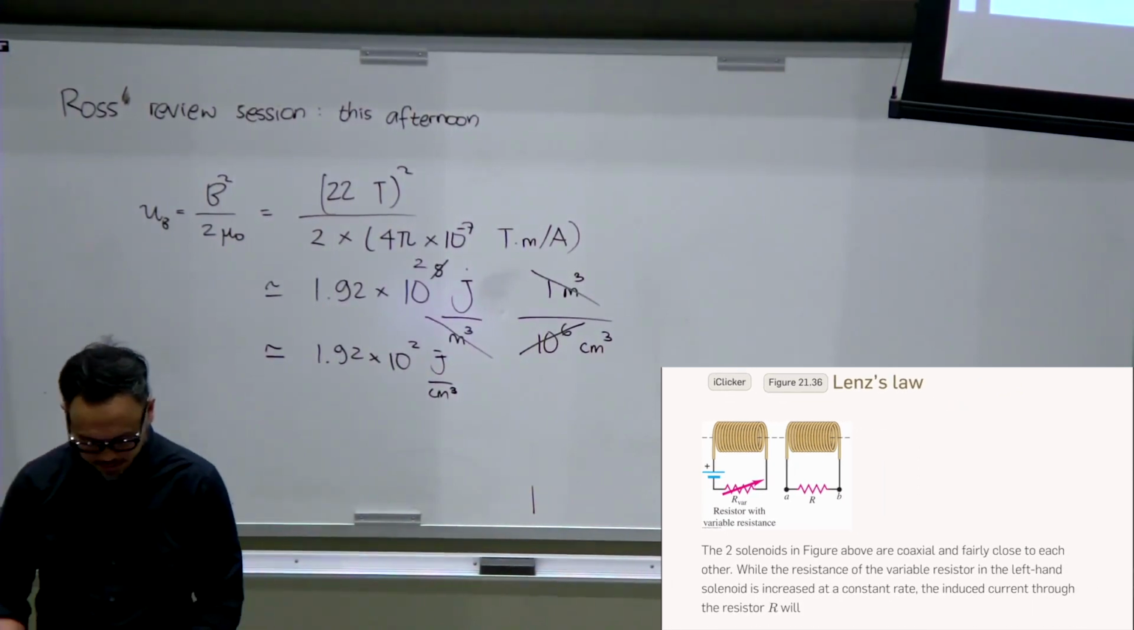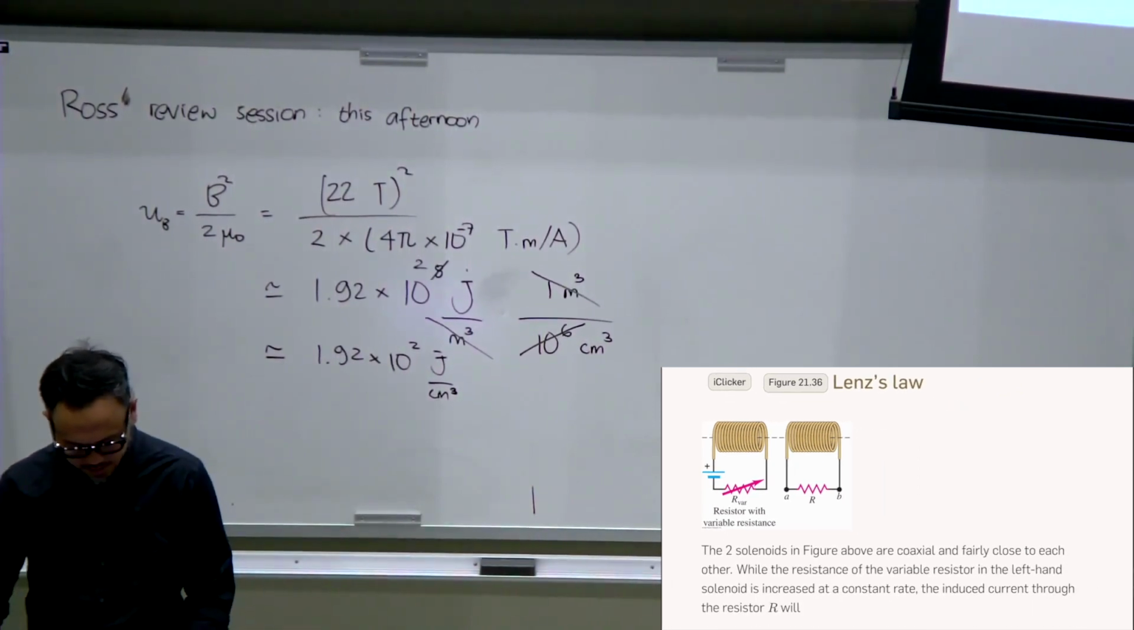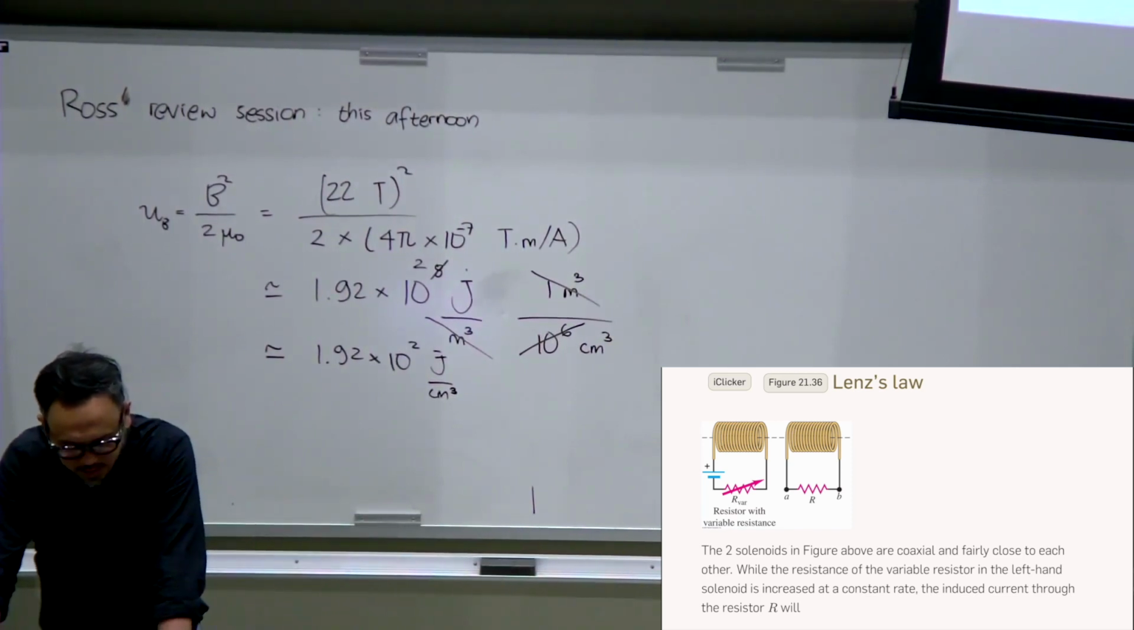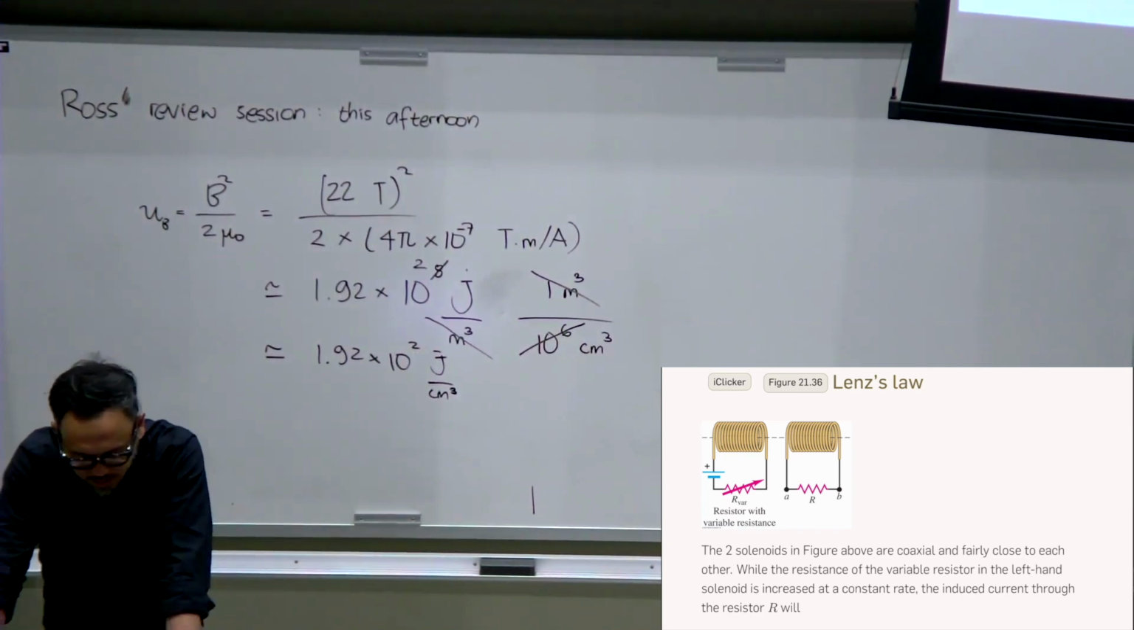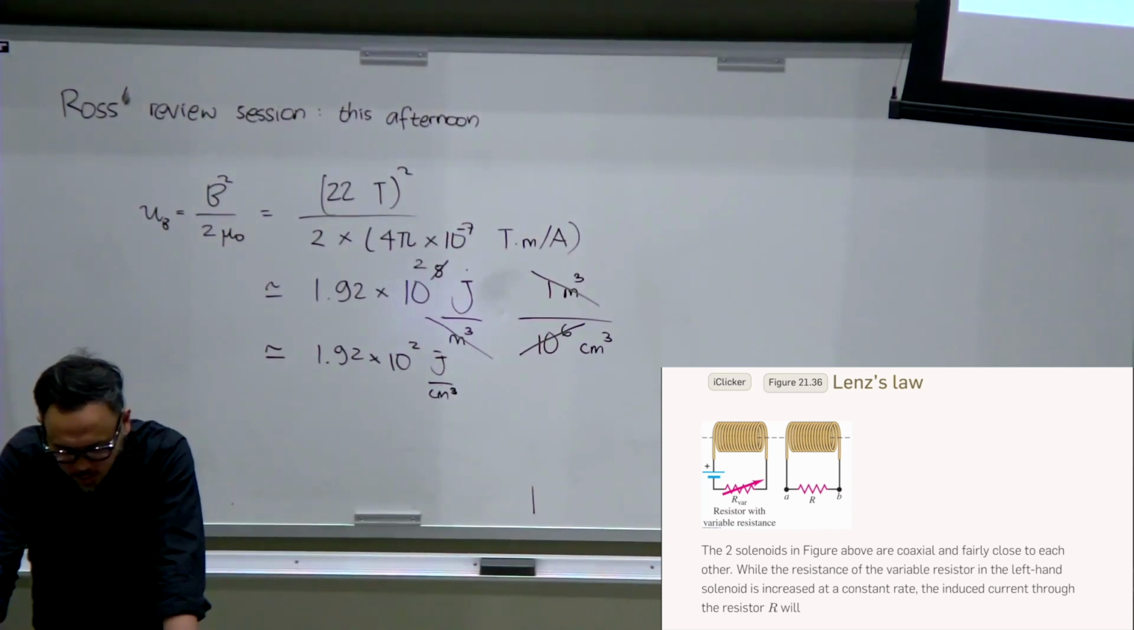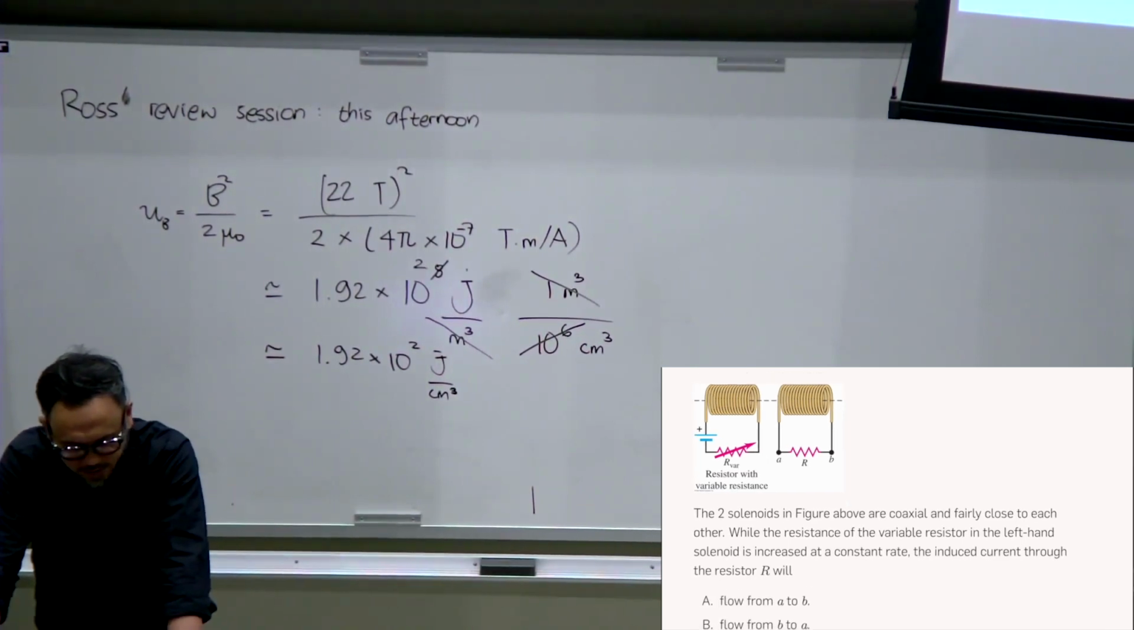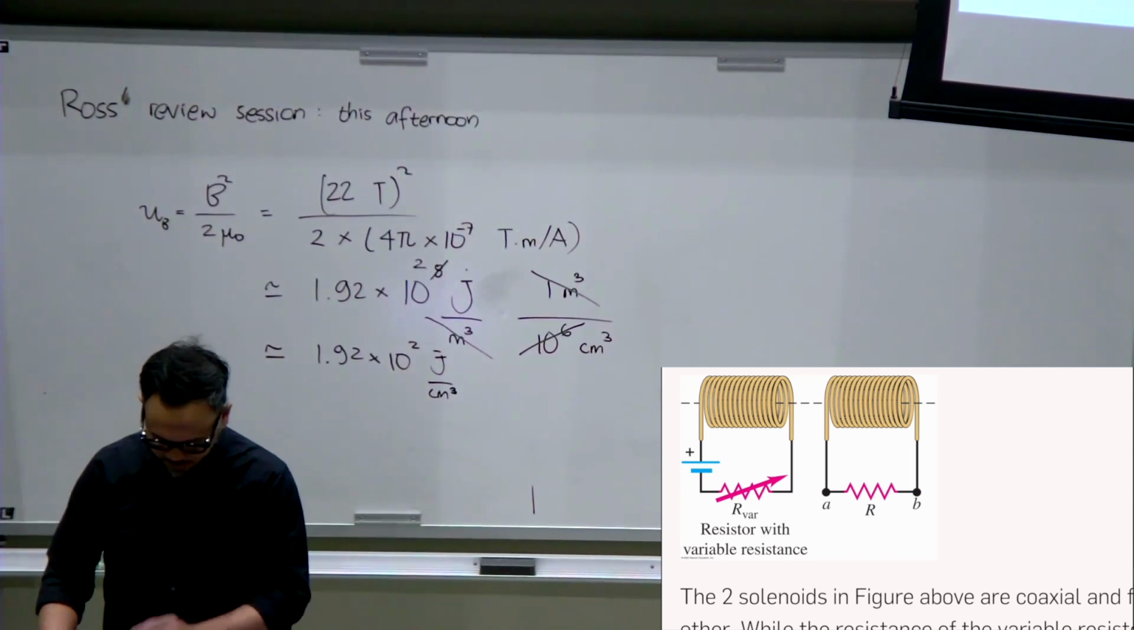So first, the question is: there are two solenoids in the figure above. They are basically coaxial and very close to each other. The question is, while the resistance of the variable resistor in the left-hand solenoid is increased at a constant rate, the induced current through the resistor R will, okay.